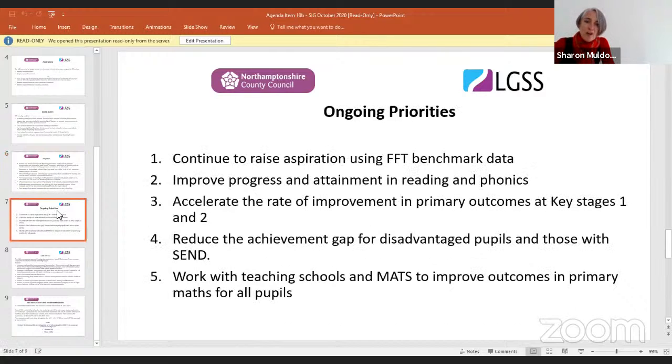So ongoing priorities, I thought it'd just be useful to share those with you. And obviously, as we move into the two new unitaries, we'll be looking at future strategies, etc. But currently, these are the priorities of the school effectiveness teams in terms of their work across the school estate. Moving on, Paul.